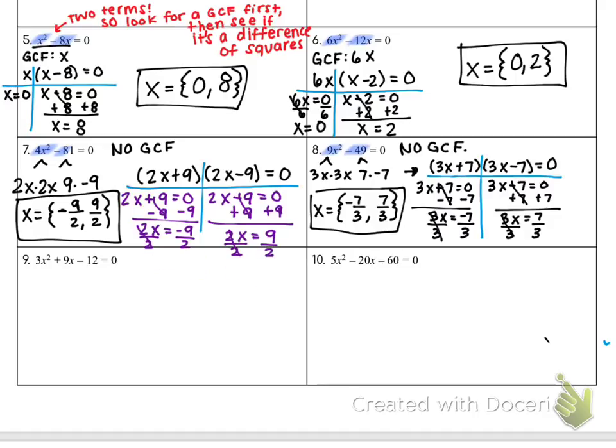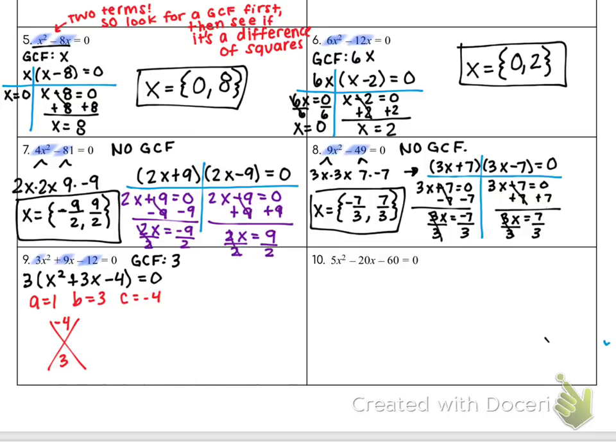Okay, so I'm going to erase a little bit of this to try number 9. So look at number 9. Is there a GCF? When a is not 1, always check for a GCF. There is a GCF here, and it's 3. So we're going to take that out first. So all I did was divide by a 3. So 9 divided by 3 is 3. Okay, 12 divided by 3 is -4. And then we're going to set that equal to 0 and label A, B, and C.